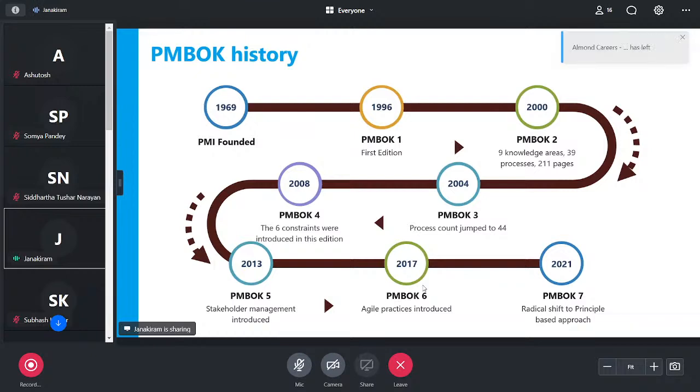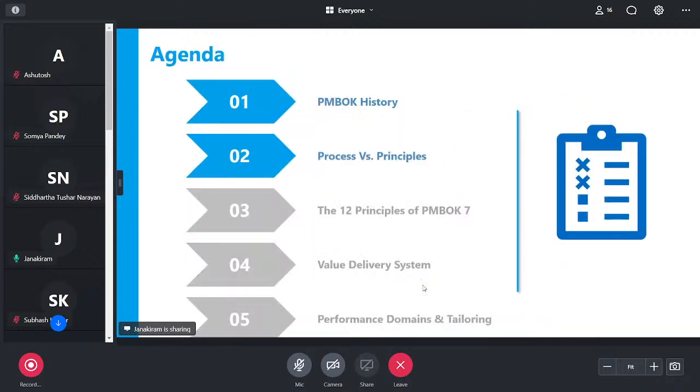Now, if you look at this history, you can see that right from the first edition, on average, there is around a 4-year gap before a new edition comes. That's roughly the time in which PMI gathers or continuously observes the project management domain across industries and looks for any new practices that come into the market, and then they include them in their next edition. Before we go into the 12 principles of PMBOK 7, we'll look at why the shift came from process to principles.